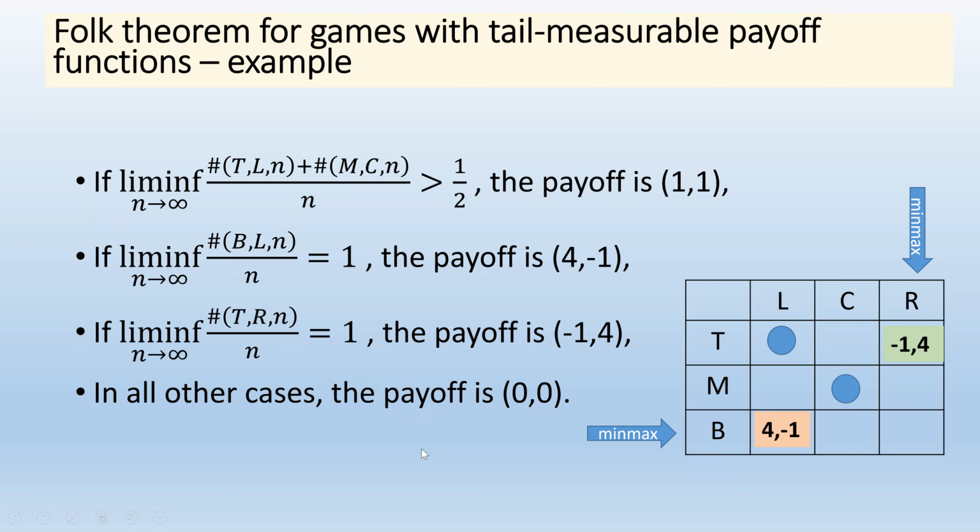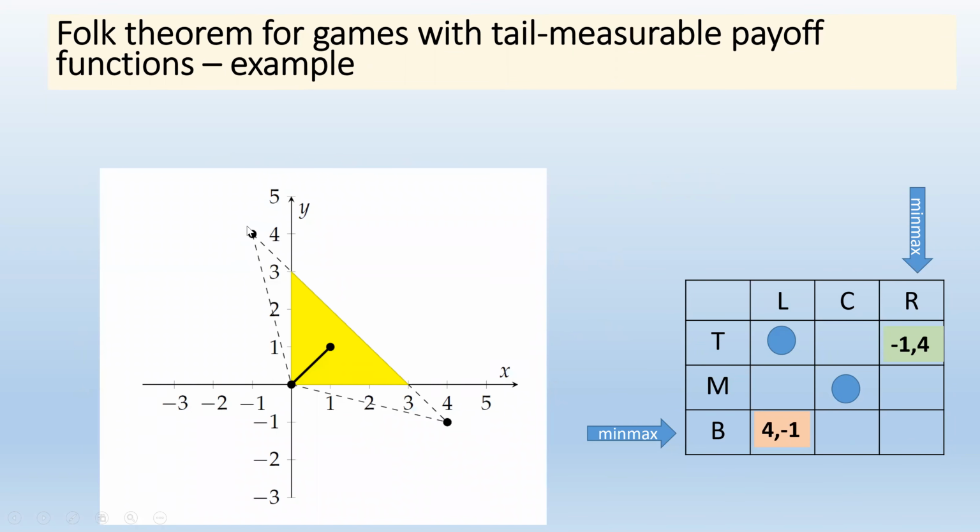Let's take a look at a graph. Here are the possible payoffs of this game. We have 0-0 here. We have 1-1 here. We have 4-1 here and -1-4 here. So far, our analysis told us the following thing. The players can get 0-0 here. The players can get 1-1 here. The players can get joint randomizations to get all this segment connecting 1-1 and 0-0.